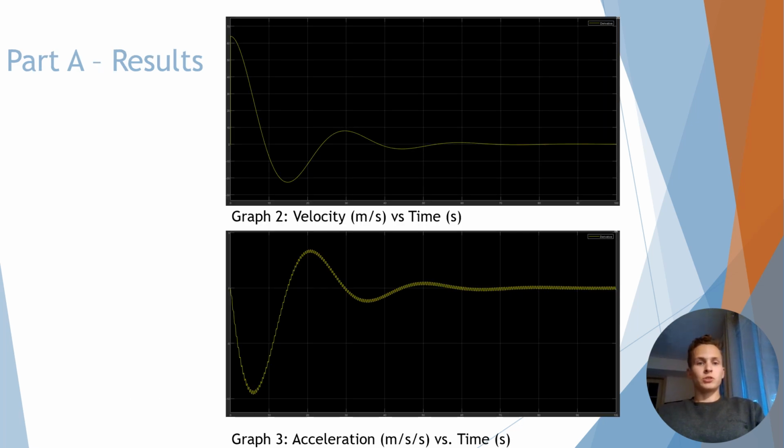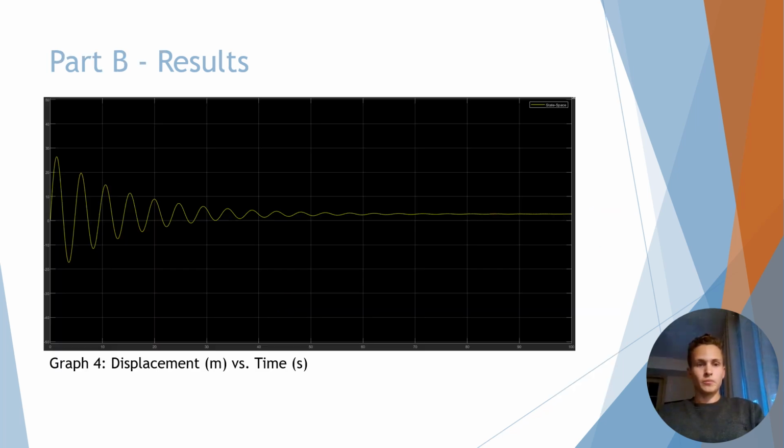The top graph shows the velocity, which oscillates a bit before settling at 0 meters per second. This was obtained by taking the derivative of displacement. The second graph is acceleration, which peaks at about 10 meters per second. This was obtained by taking the derivative of velocity.